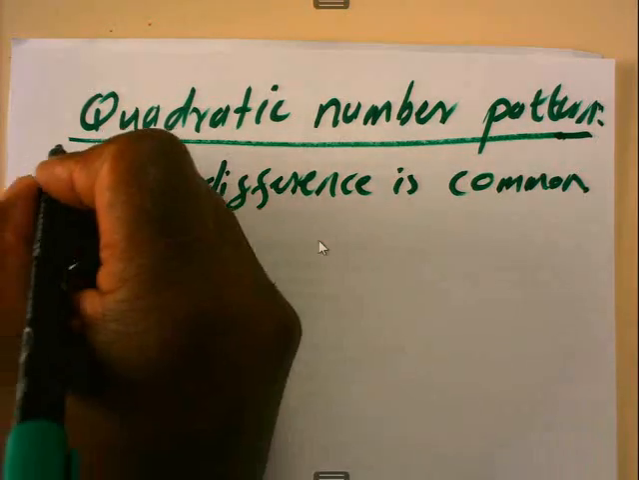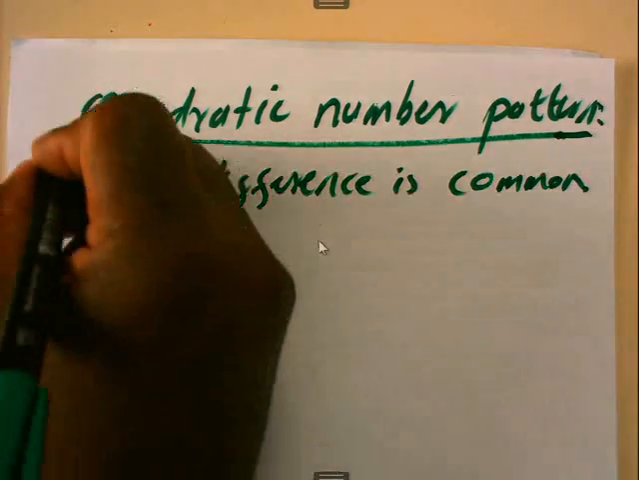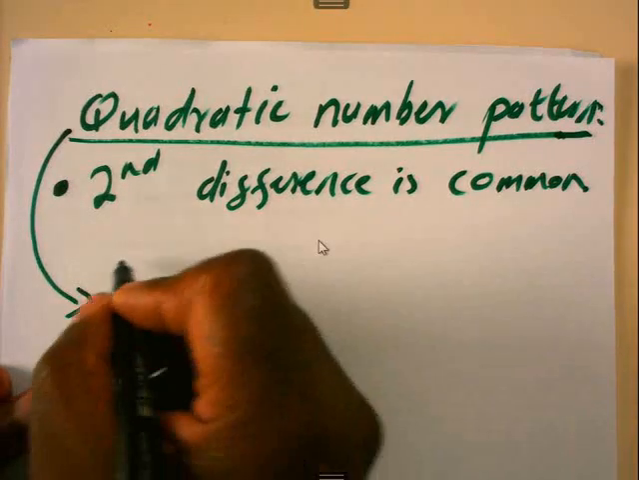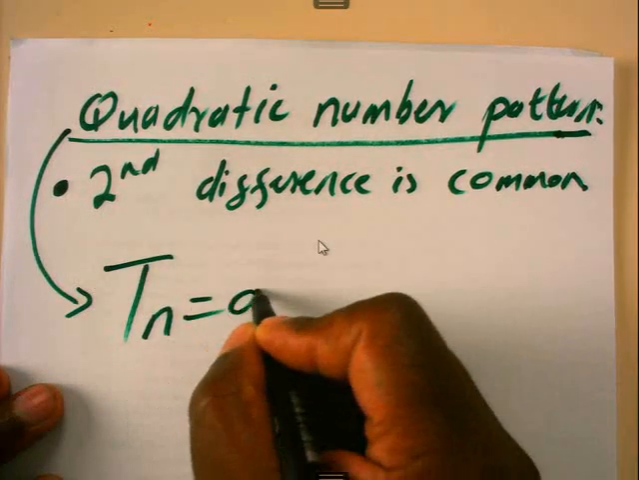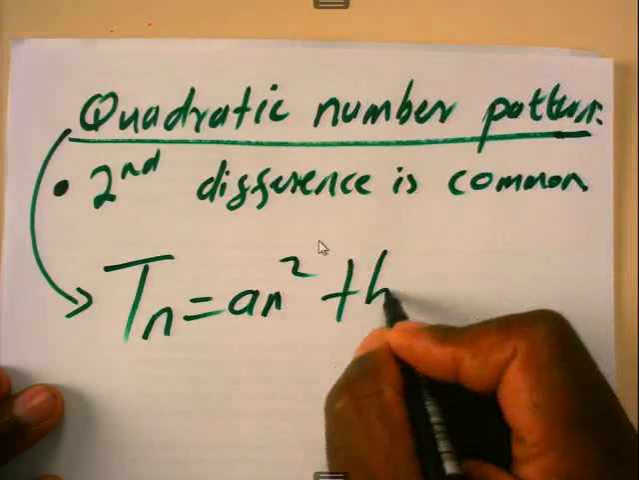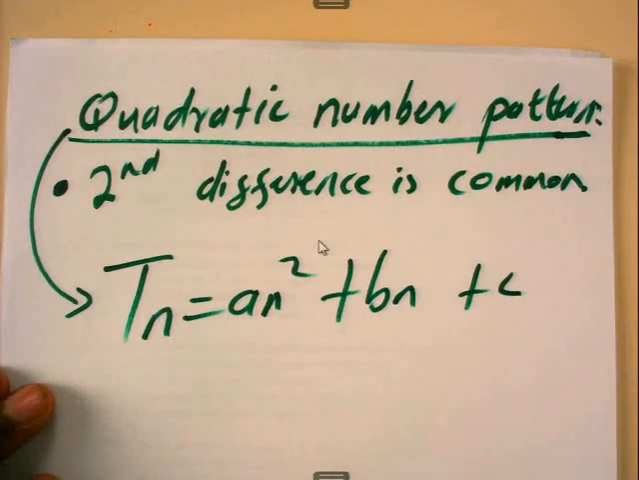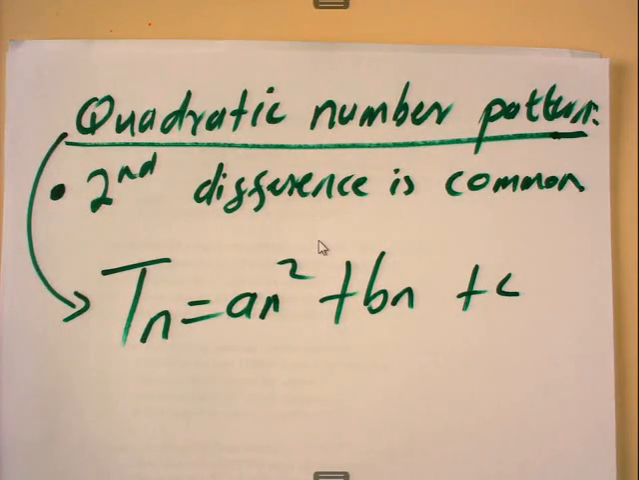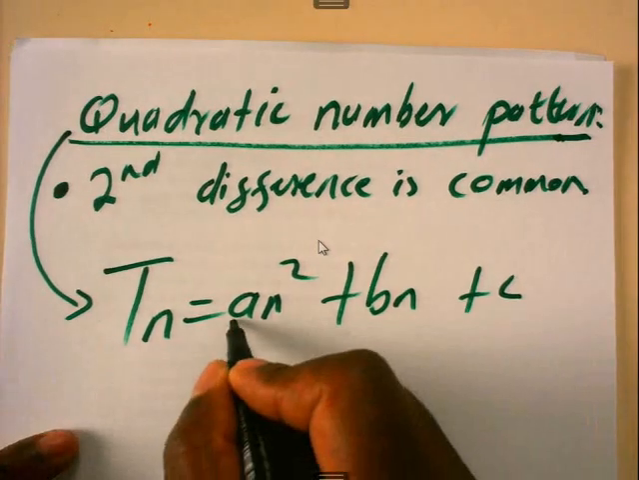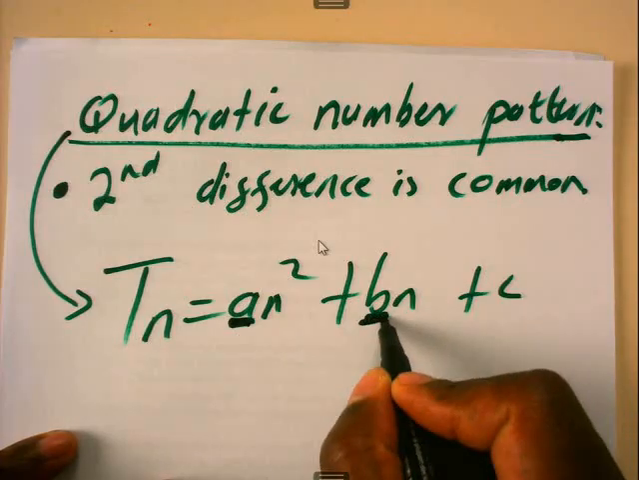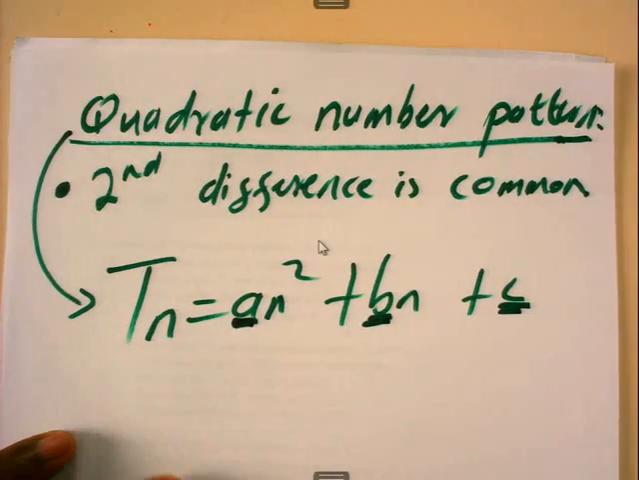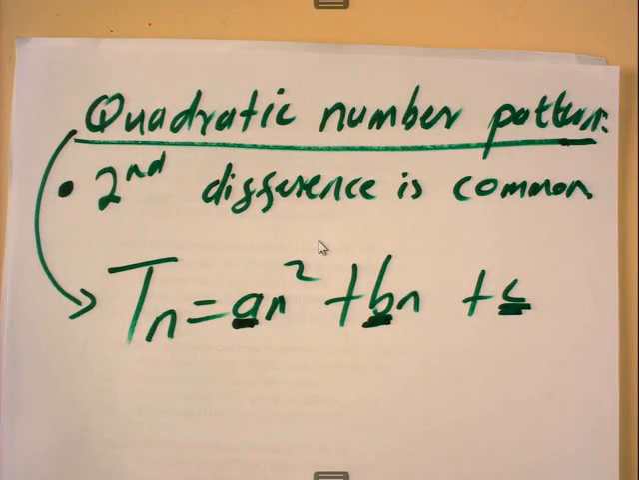Let me give you the general form of a quadratic number pattern. Tn = an² + bn + c. So, if the question requires you to determine the nth term of the quadratic number pattern, it means you must first determine the value of a, and then the value of b, and then the value of c. A quadratic number pattern is a pattern in which the second difference is common.